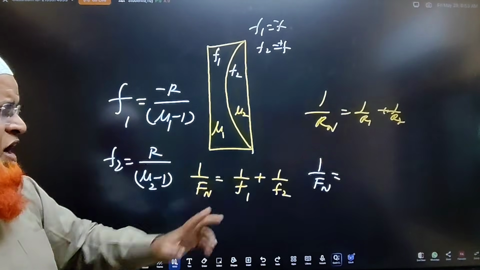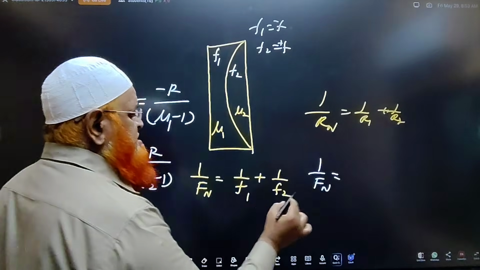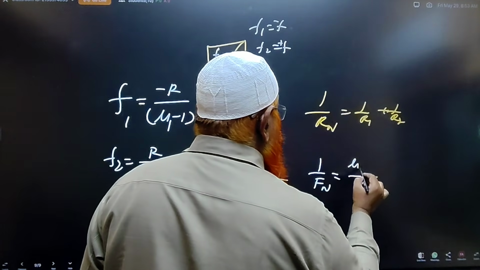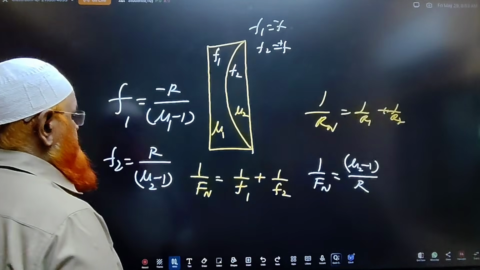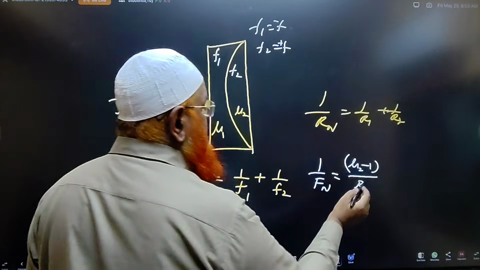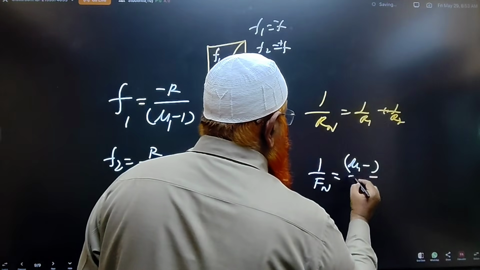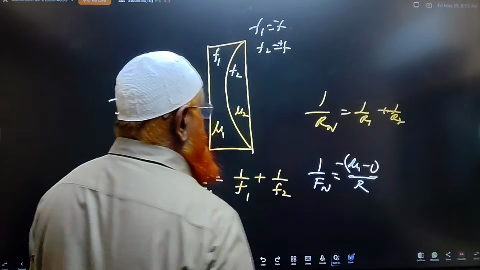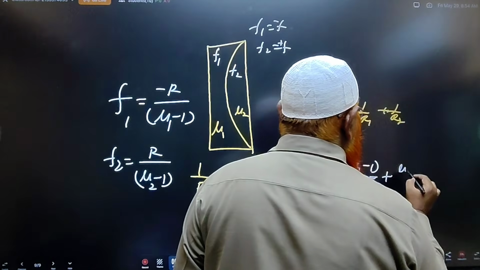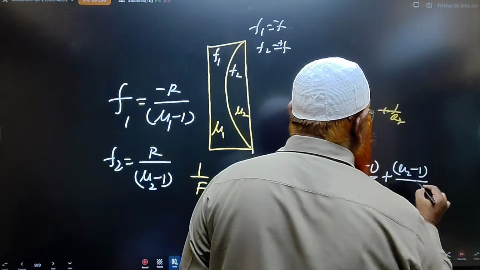Now you have to write what is f1 here. Just see what is f1 here. Downwards is r. This is going to be mu2 minus 1. And what is this? First one is f1. F1 means mu1 minus 1 by r, and it's going to be minus. Plus mu2 minus 1 for the plano concave lens by r.